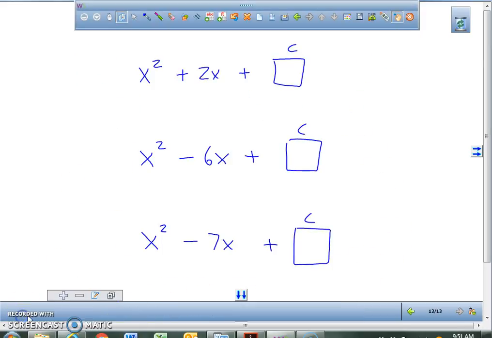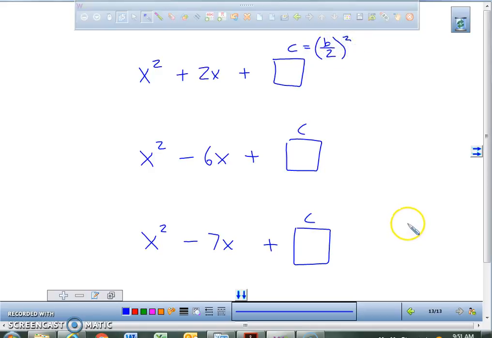Okay? All right. In your journal, what I'd like you to do as examples of how to complete the square, I need you guys to do some patterns here. So you know how to do this on your own. Right now, just remember, every single time, this c value is always going to be the b value divided by 2 squared. Every single time.